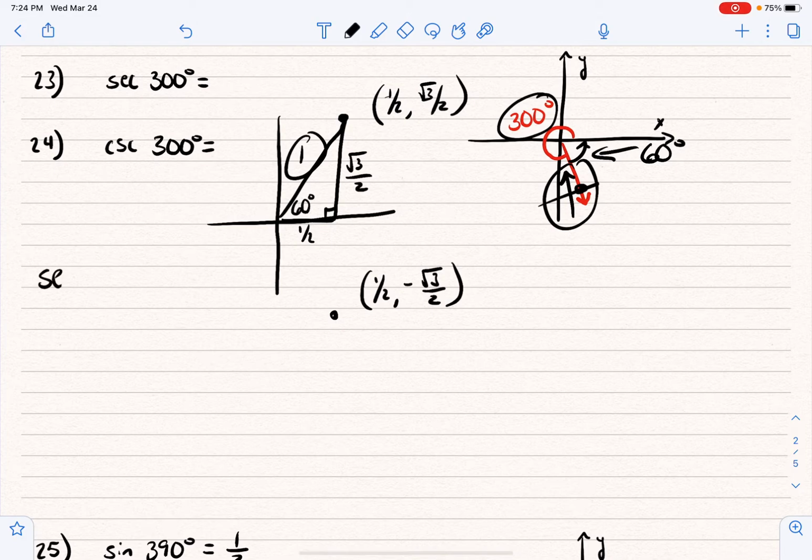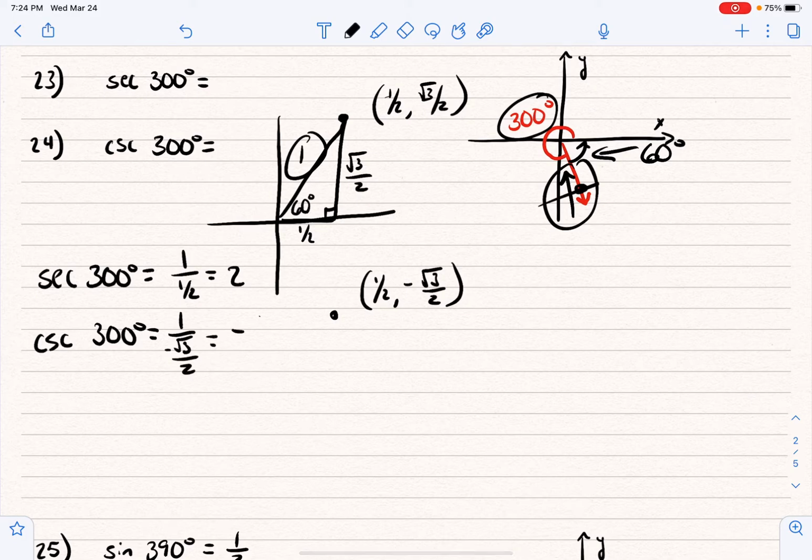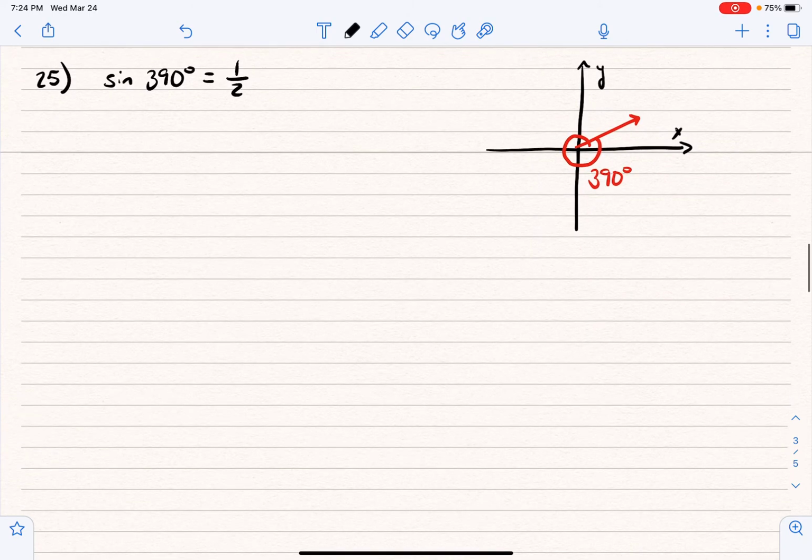So therefore, secant of 300 degrees is equal to, well, secant is r over x, and so that's going to be 1 over 1/2, and so you flip that fraction and you get 2. Cosecant of 300 degrees is equal to r over y, so you get 1 over negative square root of 3 over 2. So you flip that fraction, you get negative 2 over the square root of 3.